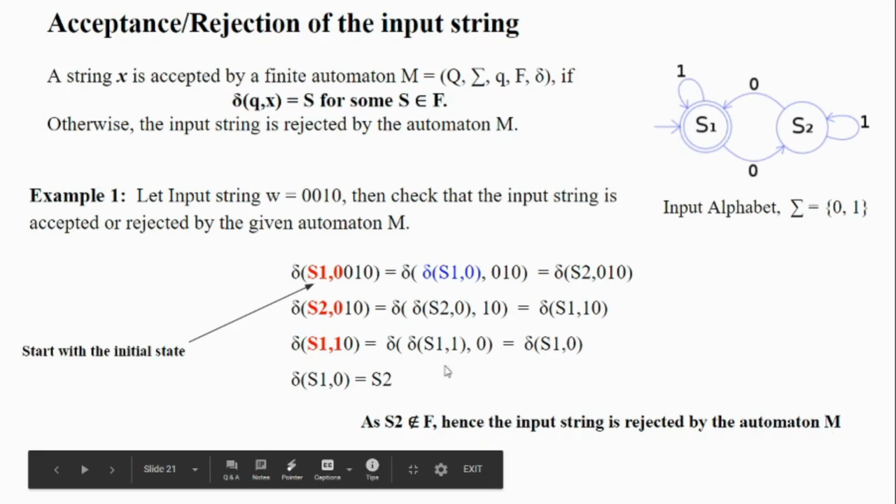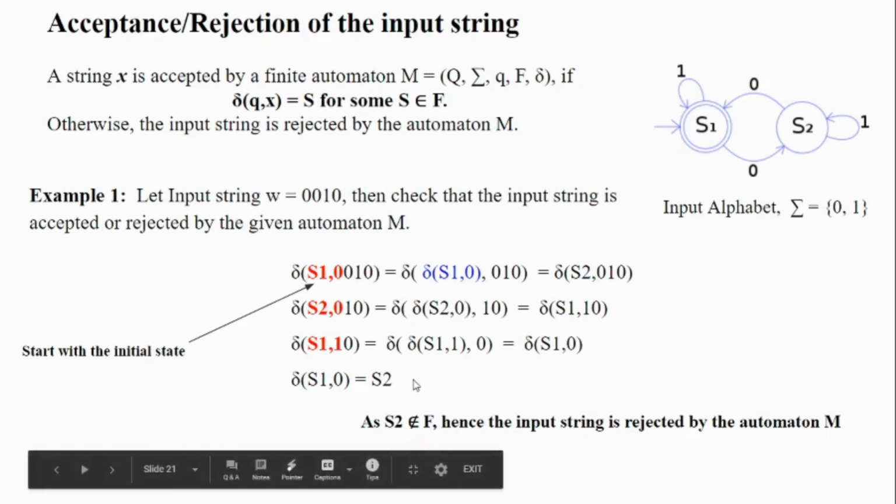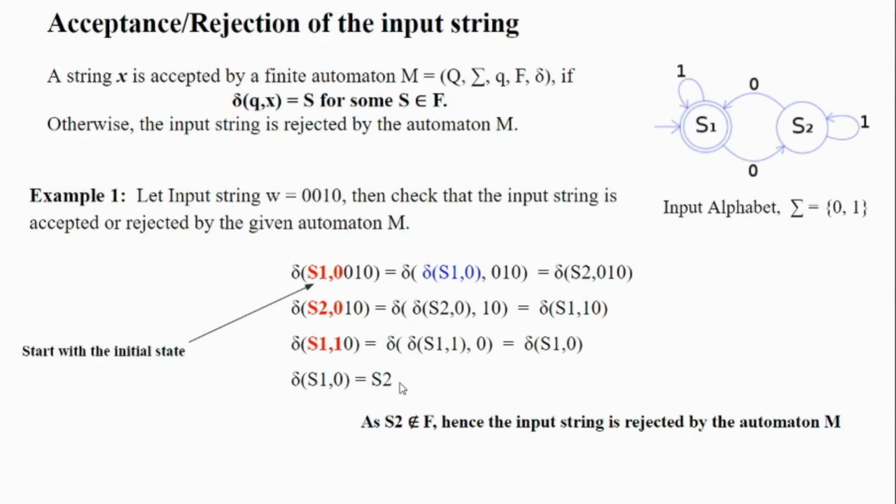So how you process this input string was discussed in the previous lecture. In this lecture we are discussing what happens after the processing of the input string. If you get S2 as the resulting state, then you have to check whether S2 is a final state or not. If it is a final state, then the input string is accepted, otherwise the input string is rejected.